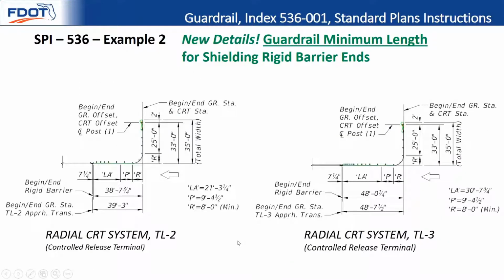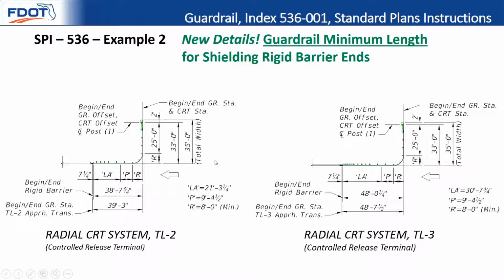And so now also on that same sheet, we called out the case of shielding the rigid barrier with the radial guardrail. And so what are the bare minimum lengths that you can use for this? We gave all the same similar callouts that we did for the parallel version. The main difference between TL2 and TL3 is the approach transition connection length, and so we took that into account. All the rest of the variables are similar.